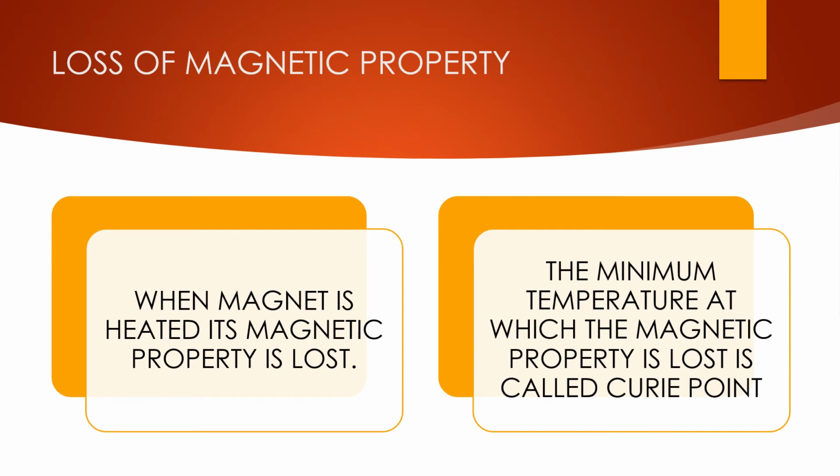So the next property is loss of magnetic property. When a magnet is heated, its magnetic property is lost. The minimum temperature at which the magnetic property is lost is called Curie's point.